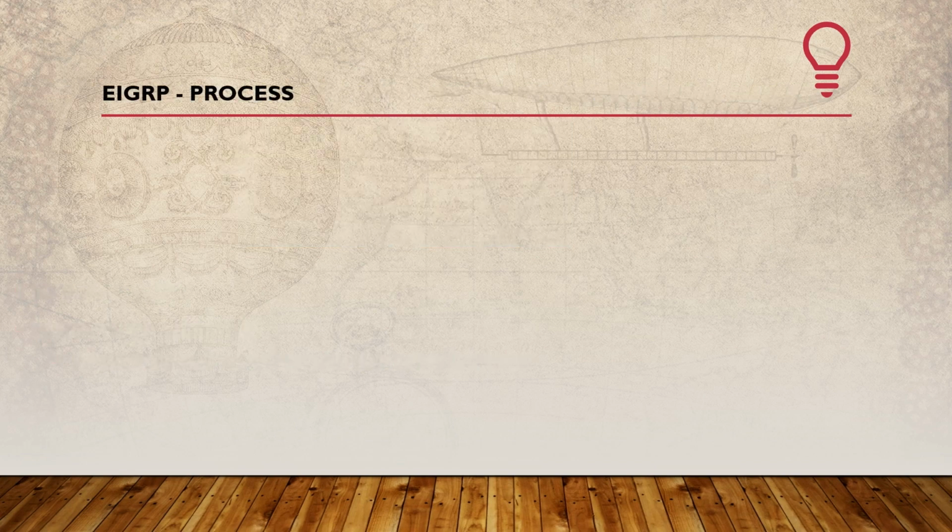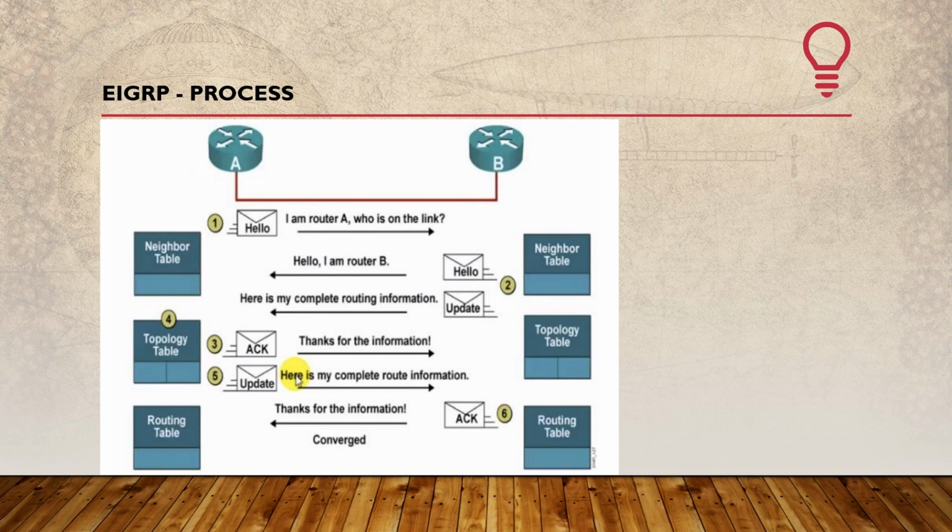So let's see the EIGRP process here. Router A sends a hello packet. For that, router B sends "I am router B." Then it sends an update, which is the complete information about router B. Then router A acknowledges that, and it also shares its complete information. Then router B sends an acknowledgement. This is the entire process of establishing the neighbor relationship from router to router.